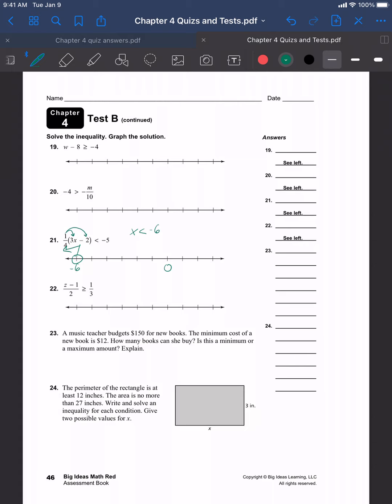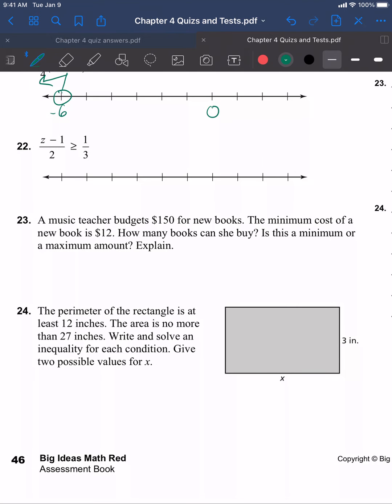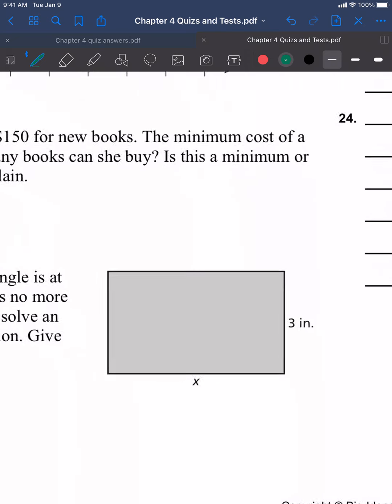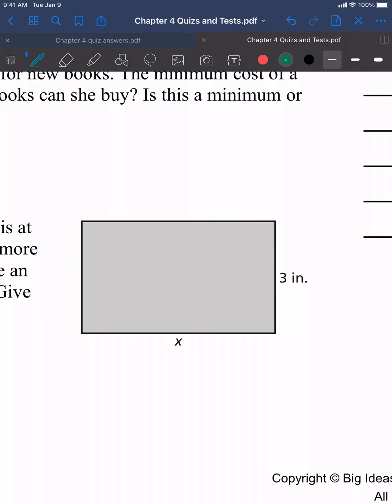Let's go to 24, just so we don't run out of time, okay? The perimeter of the rectangle is at least 12 inches. What's perimeter? Distance around a shape. If I didn't even read the rest of this question, what would the perimeter of this shape be? If this side is 3, what must this side be? 3.